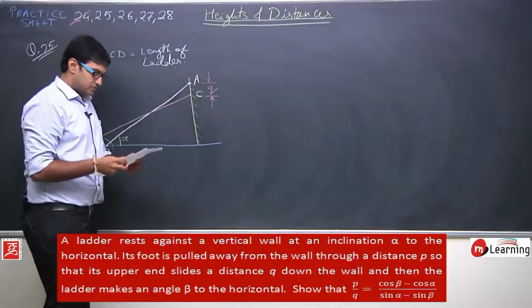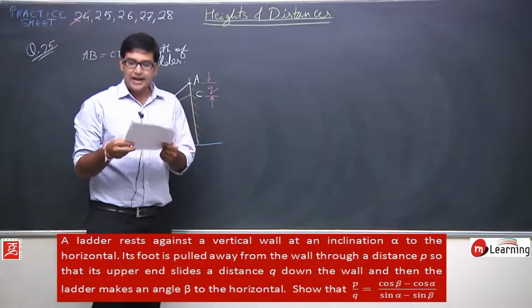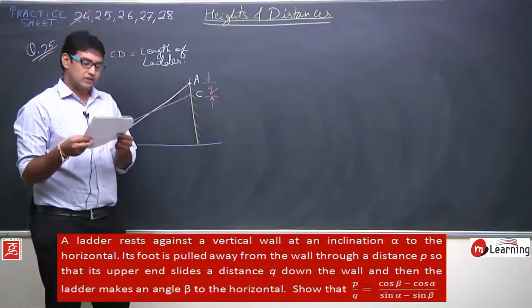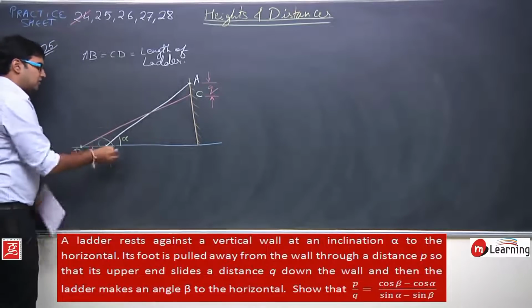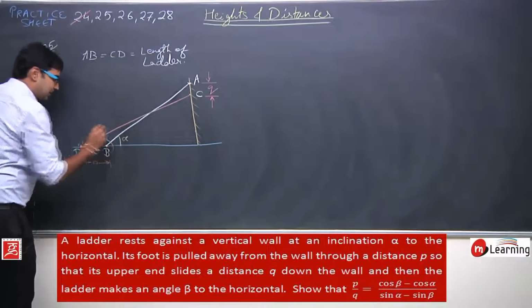Now further, the ladder makes an angle beta with the horizontal. So the new angle that this ladder will make with this horizontal is this one. Let us mark it here.